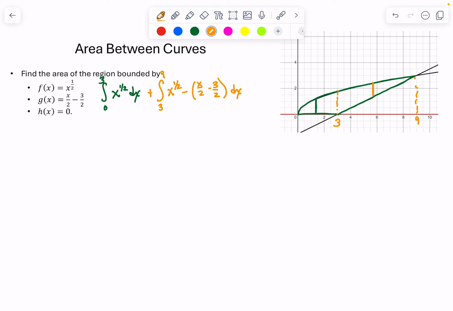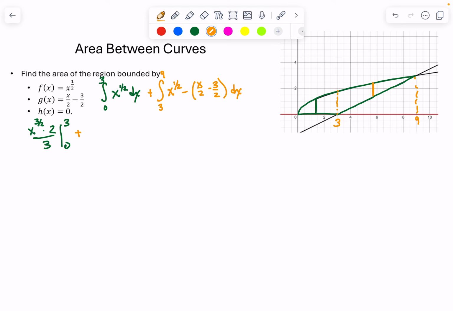At this point, all I need to do is evaluate these and crunch the numbers. As I take the x to the 1/2 and find the antiderivative, I'm going to add 1 to my exponent and then divide by that exponent, which is the same as multiplying by 2/3. And I'm going to evaluate from x equals 0 to 3. Now I'm going to go on to the orange part, or the right-hand side.